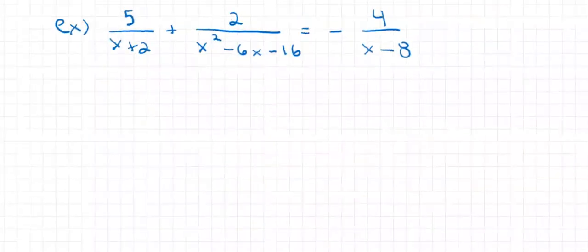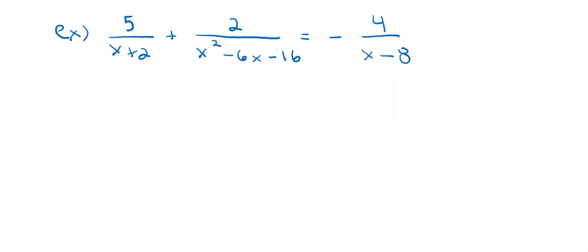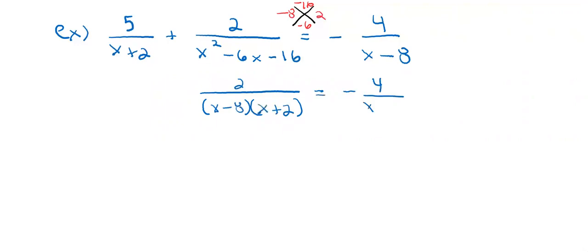All right, let's try this example. So in this case, we actually can factor the denominator. I'm going to go ahead and factor this middle fraction here. And if I use the x method approach, what would go at the top of the x would be negative 16. Bottom of the x is negative 6. Two numbers that multiply to be negative 16 but add to be negative 6 are negative 8 and positive 2. So this is going to factor into x minus 8, x plus 2. And everything else will stay the same.